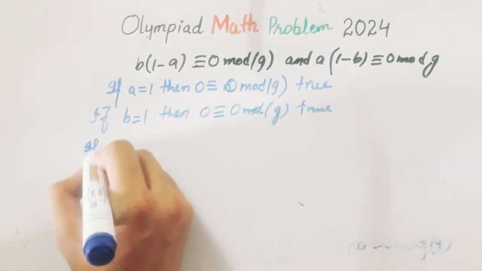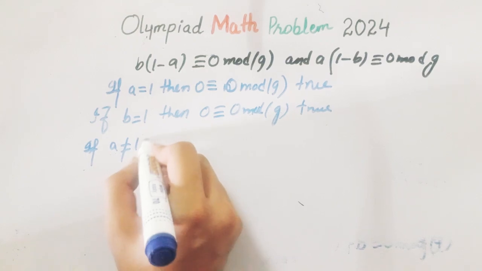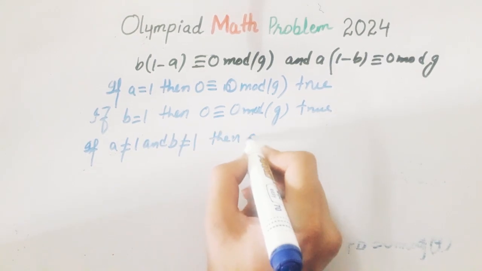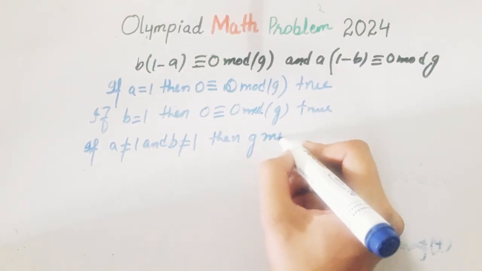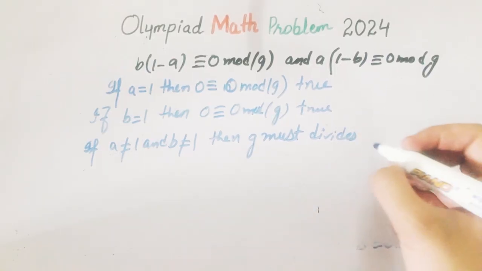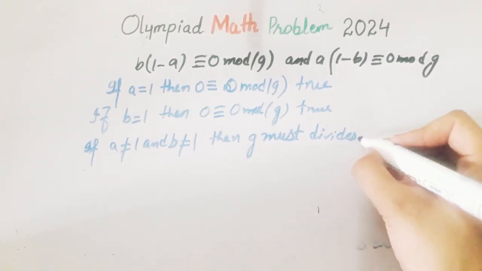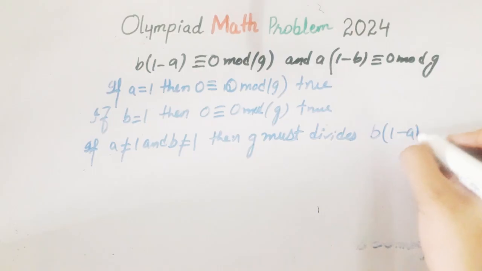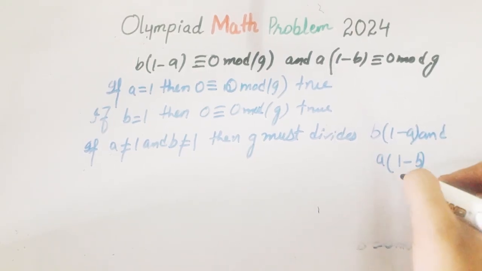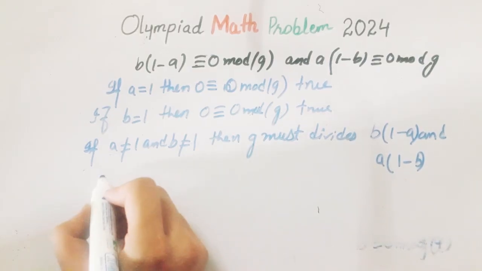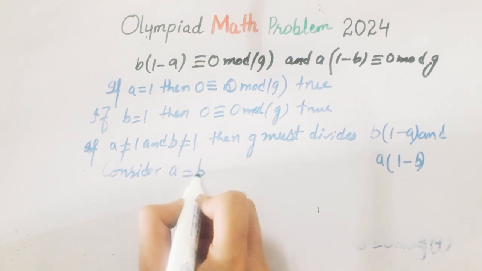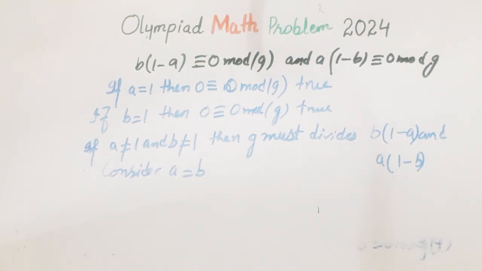Third case is if a is not equal to 1 and b is also not equal to 1, then g must divide b into 1 minus a and a into 1 minus b. Now consider that we have a is equal to b. Condition is this.